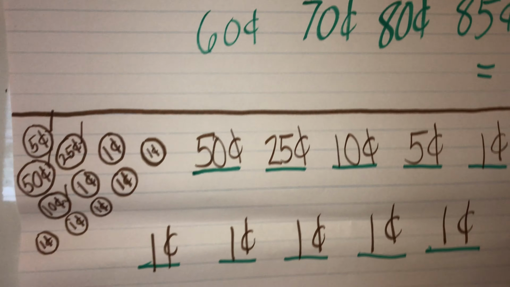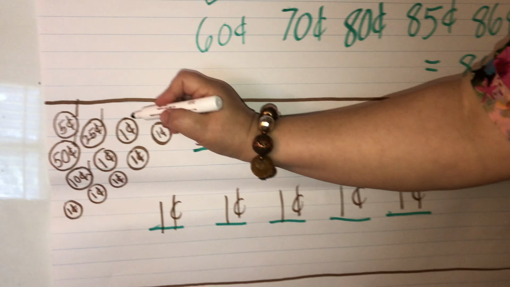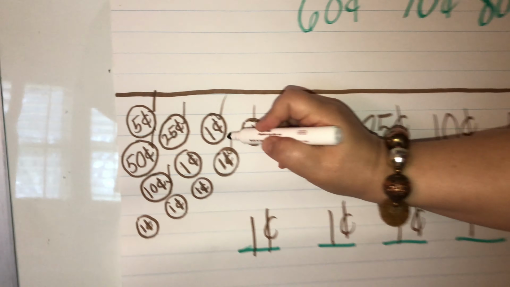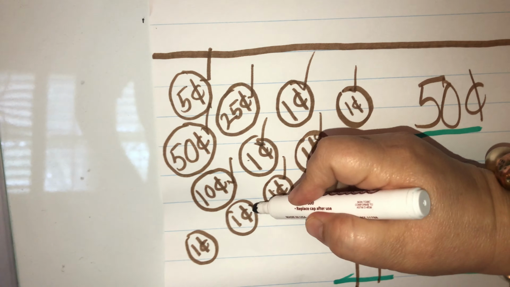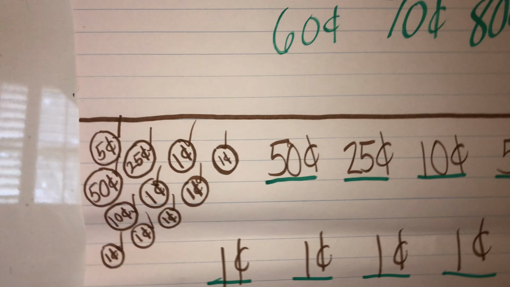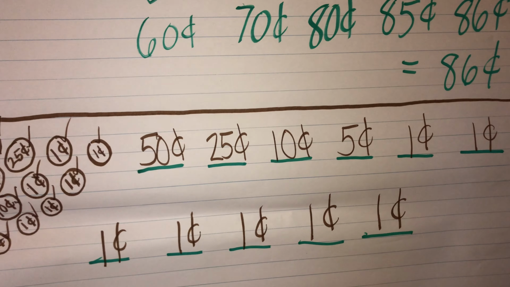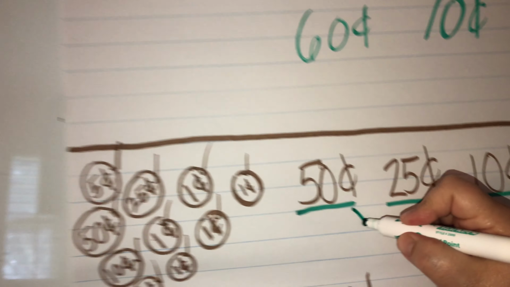And now I'm ready to add them up. So let me just put check marks so I know that I included all of these when I begin to add. Okay, so here I might have to write a little bit smaller because I have more coins to add.